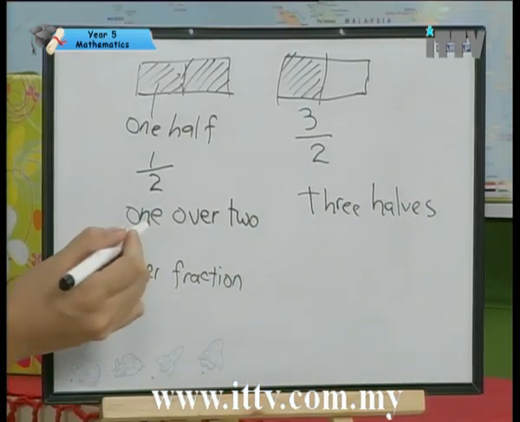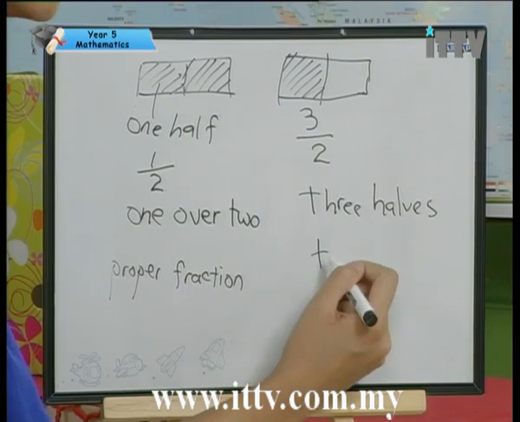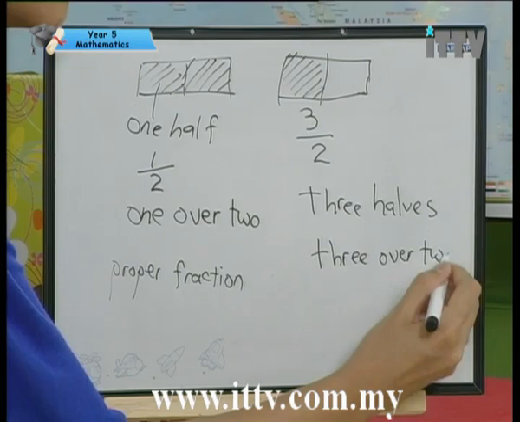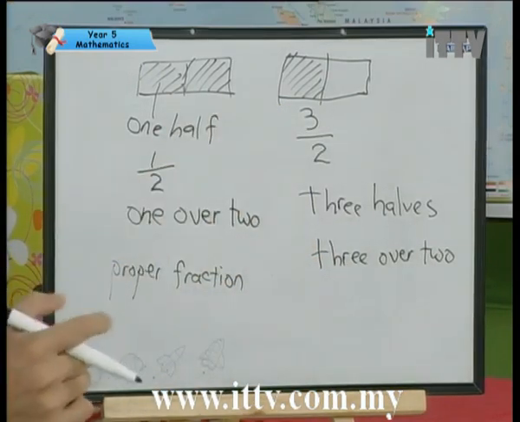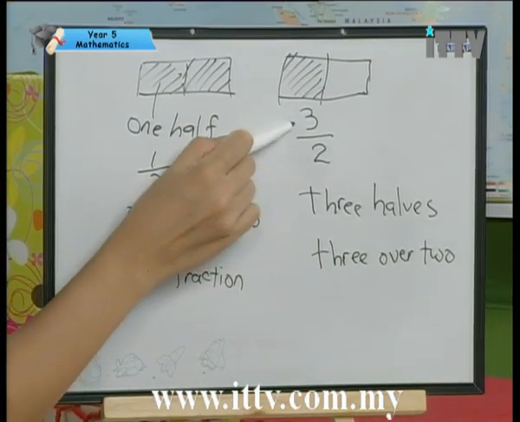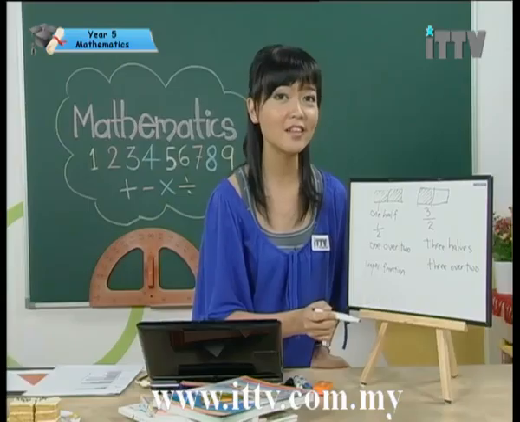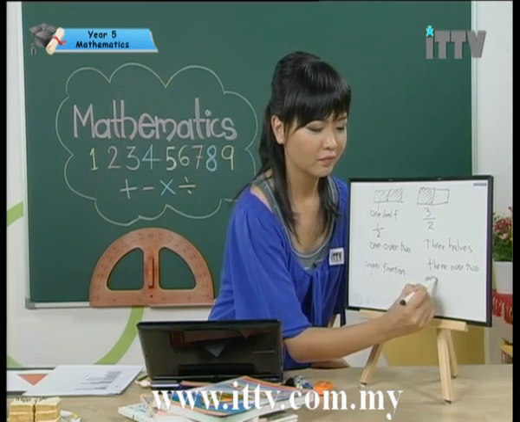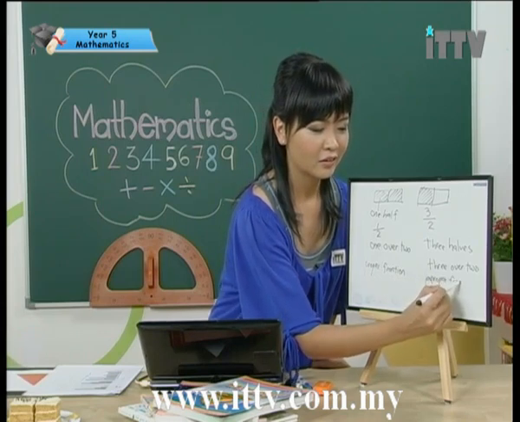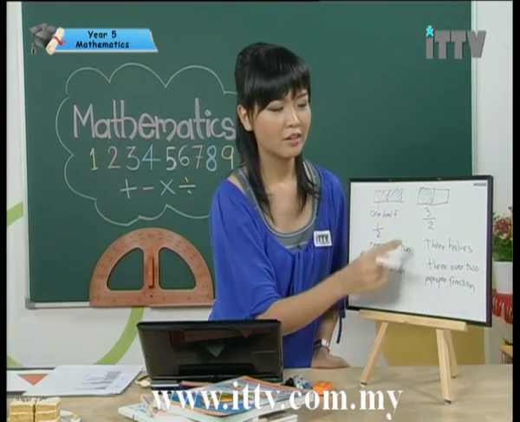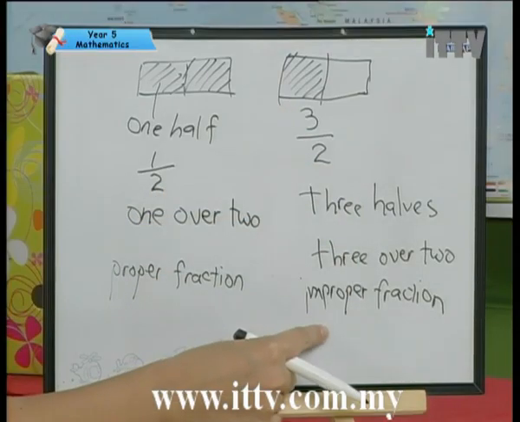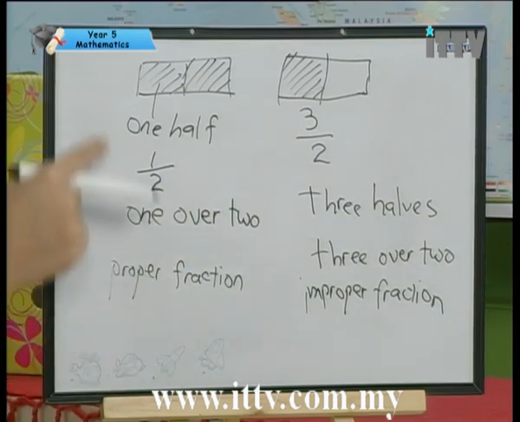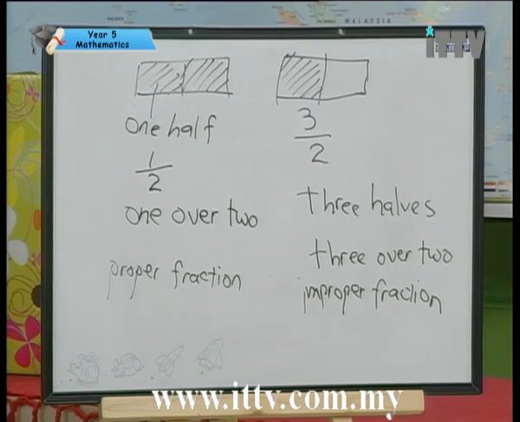There is also another way to read this. 3 over 2. Now, can you see that the denominator is smaller than the numerator? See, the numerator 3 is bigger than the denominator. So this is what we call an improper fraction. Do you see the difference here? The number at the top is bigger for improper fractions, or sometimes they could be the same. For proper fractions, the numerator is smaller than the denominator.